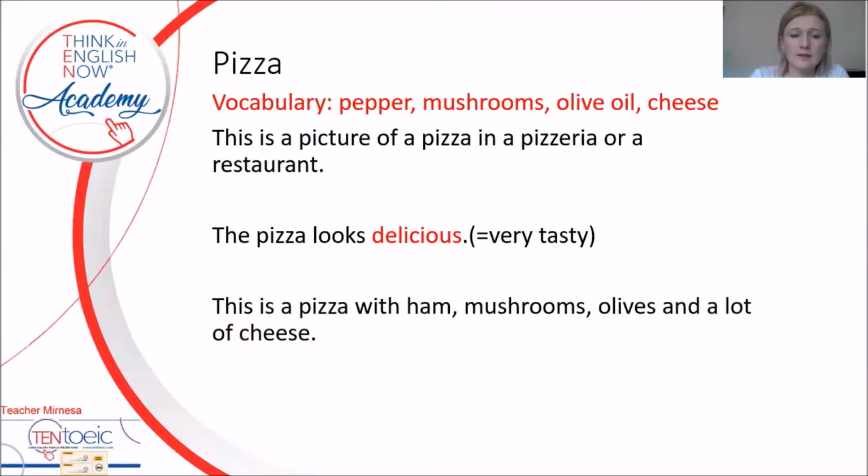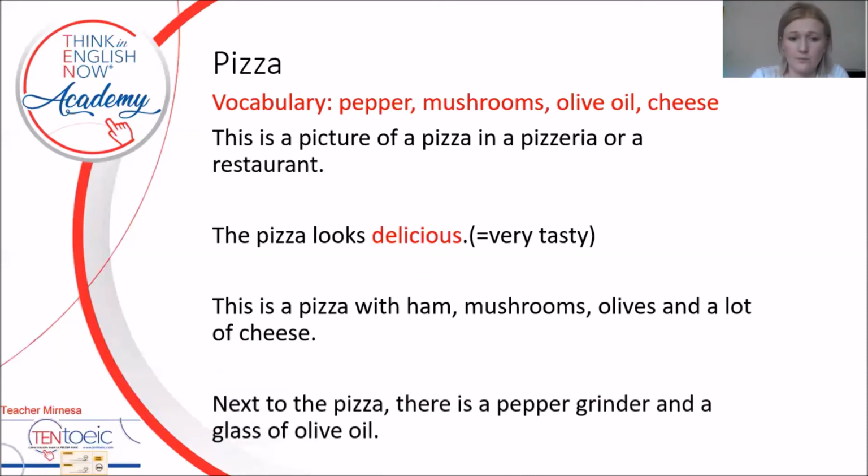Then we can say more about the pita and say, this is a pita with ham, mushrooms, olives, and a lot of cheese. We can also describe the background and say, next to the pizza, there's a pepper grinder and a glass of olive oil.